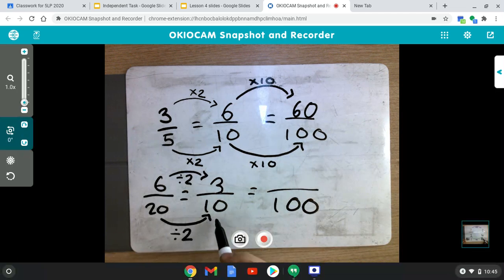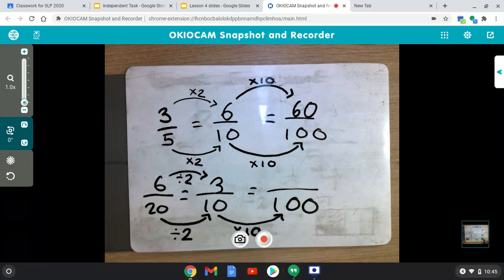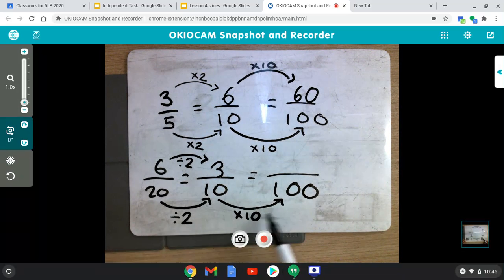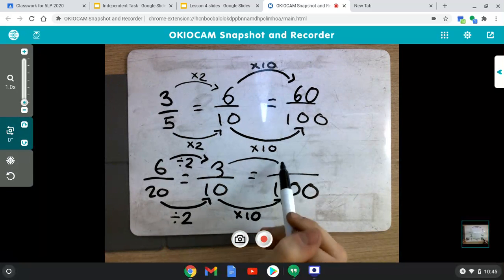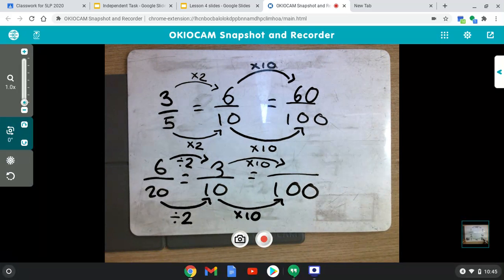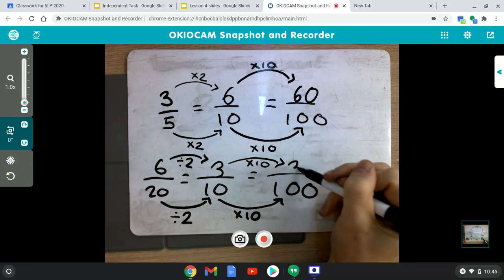Now again, to get from my tenths to my hundredths, what do I need to do? Well, I need to multiply by 10. I'll remember this time that I'm multiplying by 10. Just move that up a little bit. 10 to 100, multiplying by 10. I need to do the same here. Multiply by 10. And 3 multiplied by 10, of course, is 30.